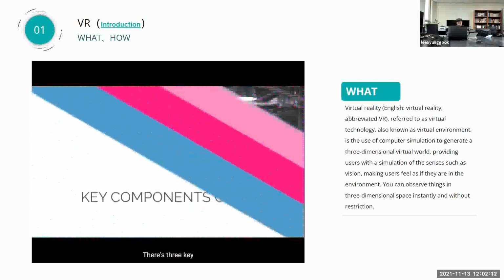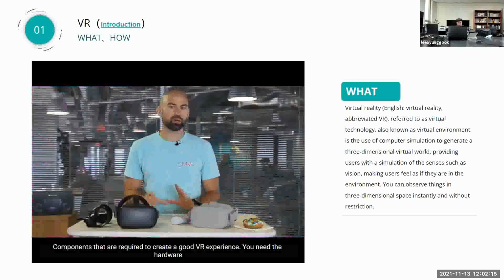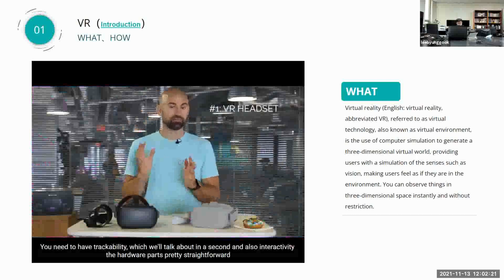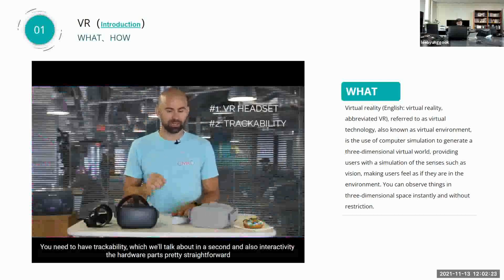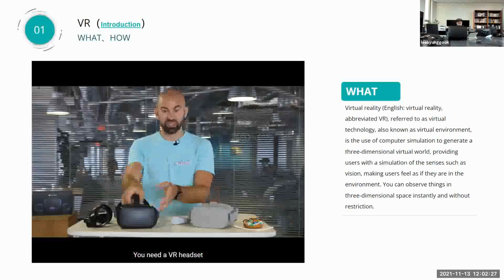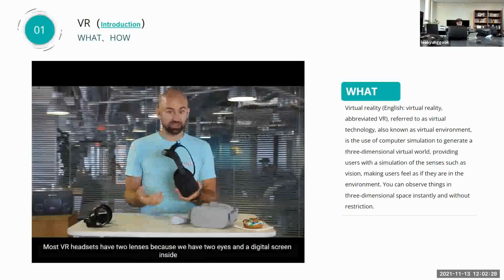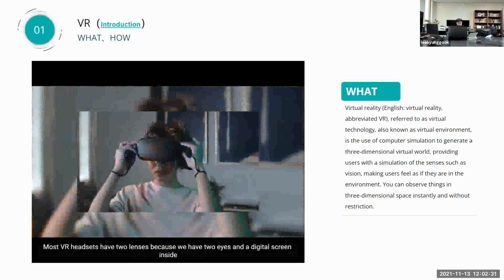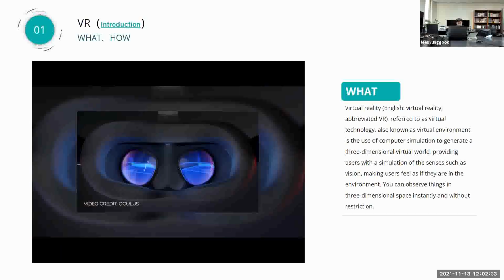There's 3 key components that are required to create a good VR experience. You need the hardware, you need to have trackability, which we'll talk about in a second, and also interactivity. The hardware part's pretty straightforward. You need a VR headset. Most VR headsets have 2 lenses, because we have 2 eyes, and a digital screen inside.